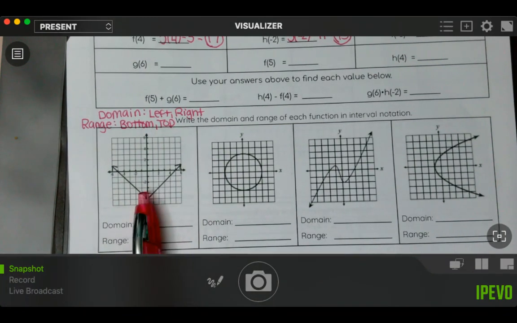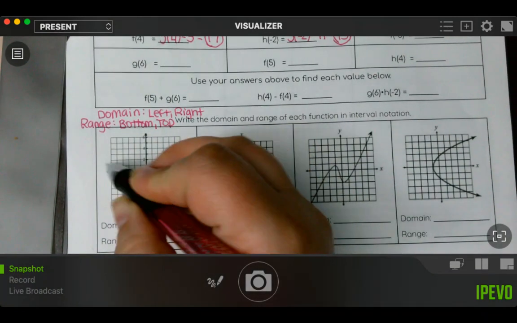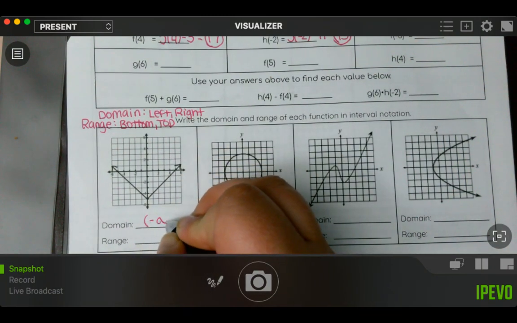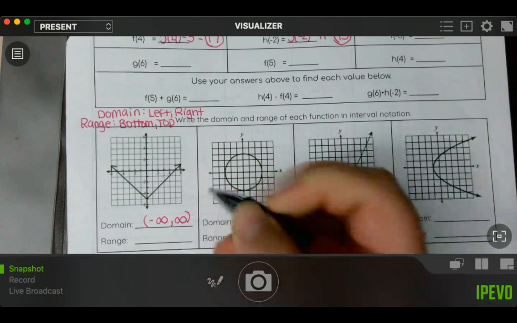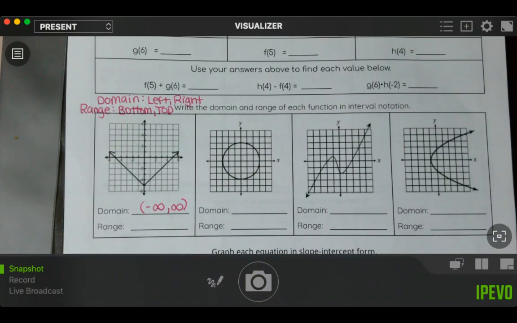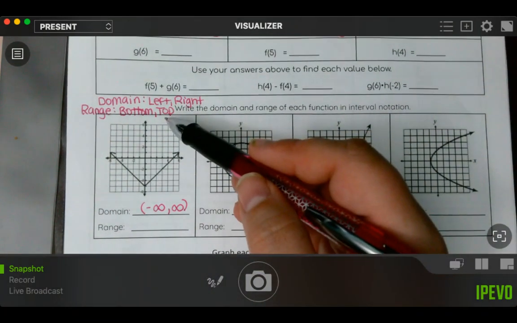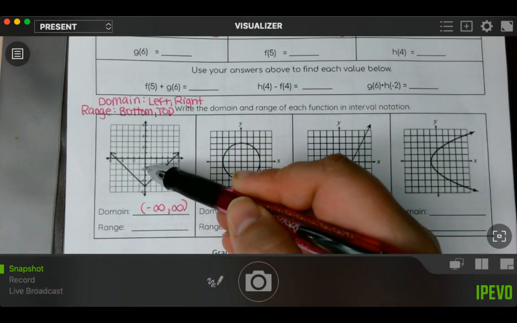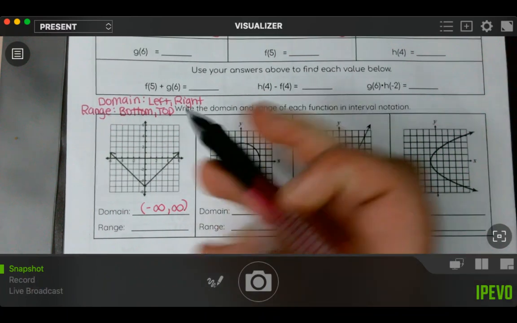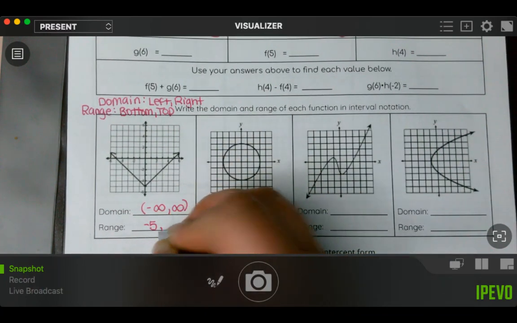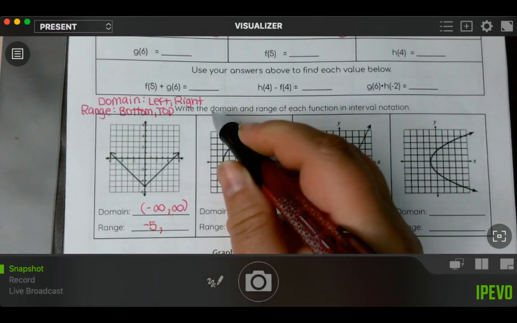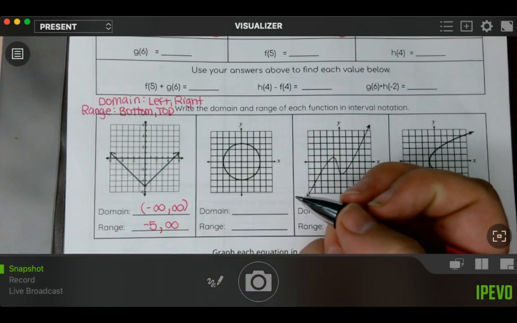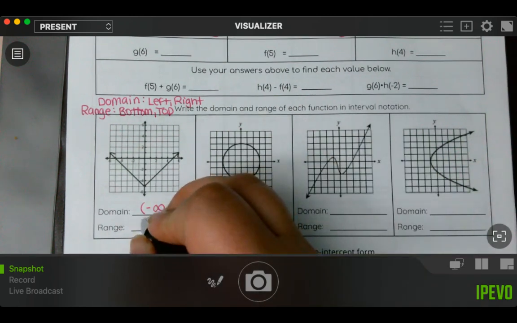So for this first graph right here, it goes left and right forever. We call that negative infinity to infinity. The range, the bottom to top, well, the bottom is clearly right here. The y value right there is negative 1, 2, 3, 4, 5, comma. Then it goes up to infinity. It never stops going up. So that's infinity.